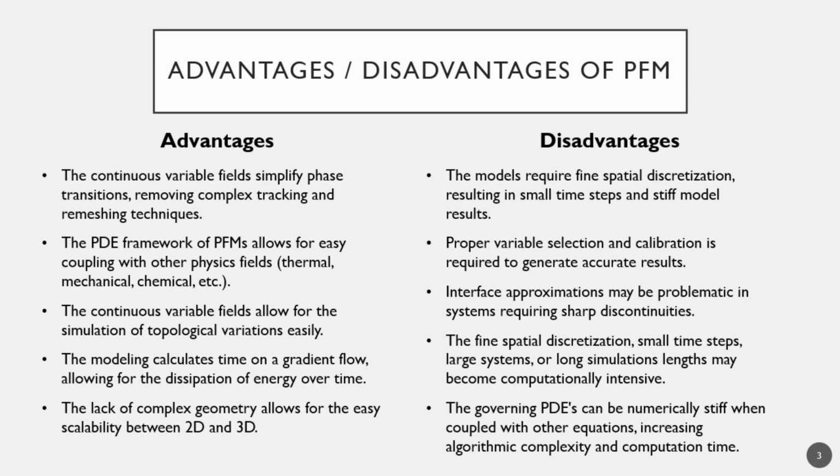Also, variable selection and model calibration are critical. The choice of free energy functions, mobility parameters, and boundary conditions can strongly affect the results. You need good experimental data or theoretical guidance to tune your model correctly. Another challenge is in modeling sharp features. Since the interface is inherently smeared over several grid points, it's not ideal for problems that require a sharp boundary, like modeling sharp cracks or interfaces in fracture mechanics.